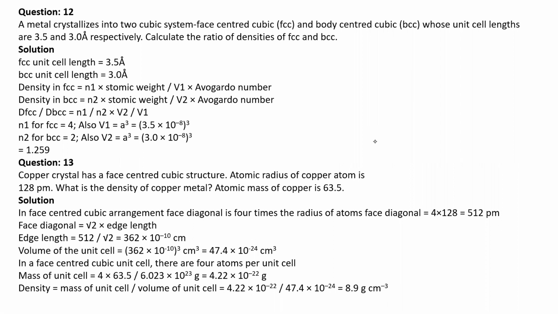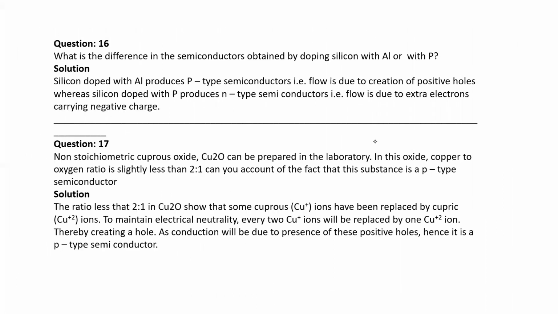Question number 13 is over. Next, we have question number 16. What is the difference in the semiconductors? This is a different topic based on semiconductors. What is the difference in semiconductors obtained by doping silicon with aluminum or with P? Here P represents phosphorus.